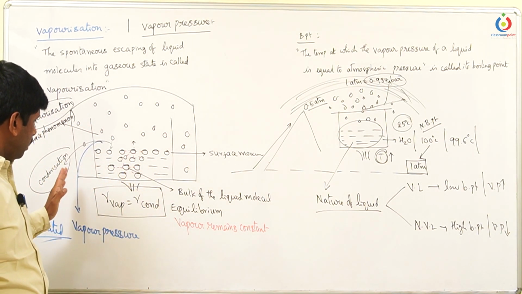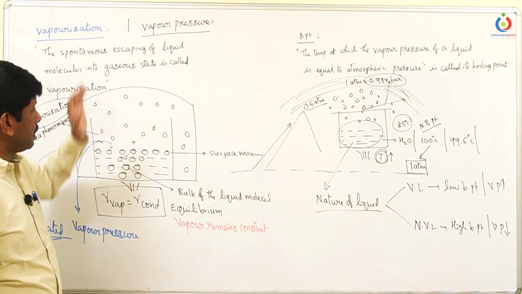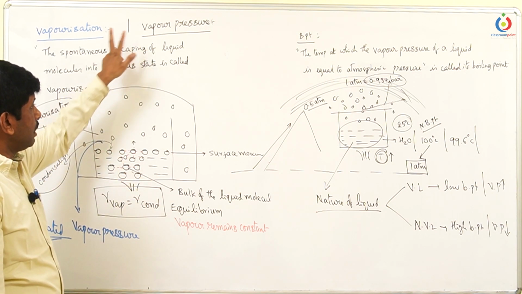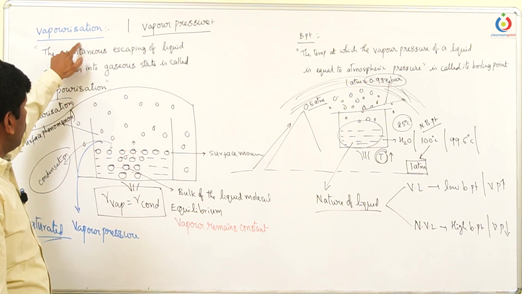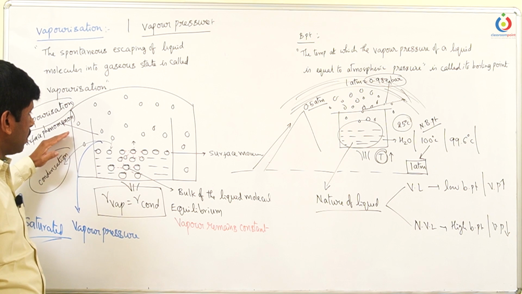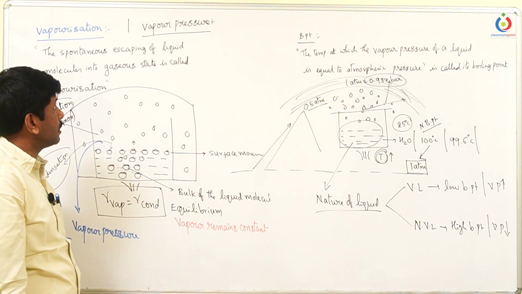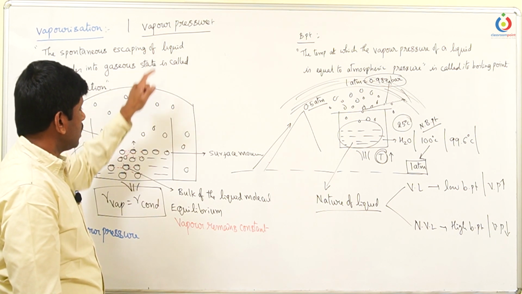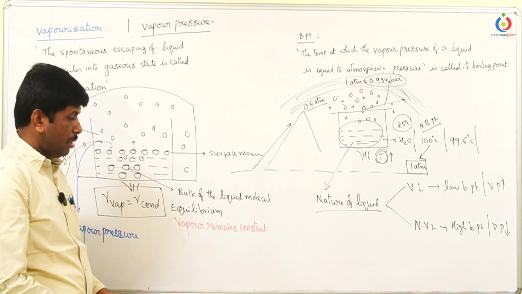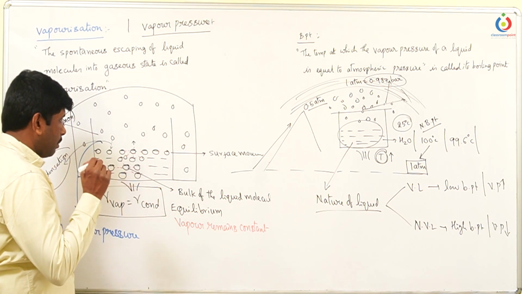Now, coming to vapor pressure and vaporization, we need to discuss one important point here. Vaporization is a surface phenomenon which depends on the surface. When the surface increases, vaporization also increases. Vapor pressure is not a surface phenomenon. How is this not a surface phenomenon?